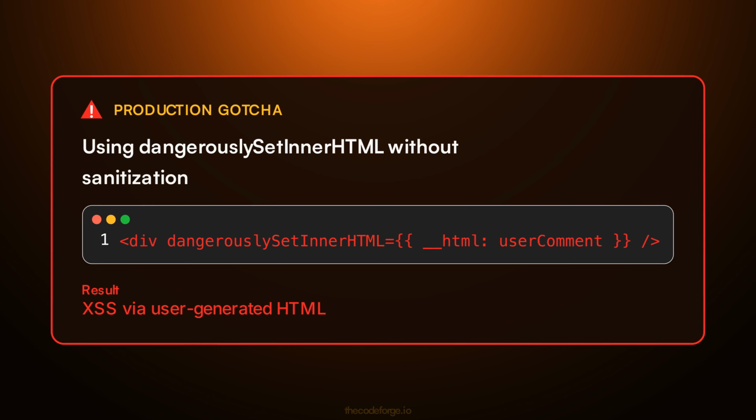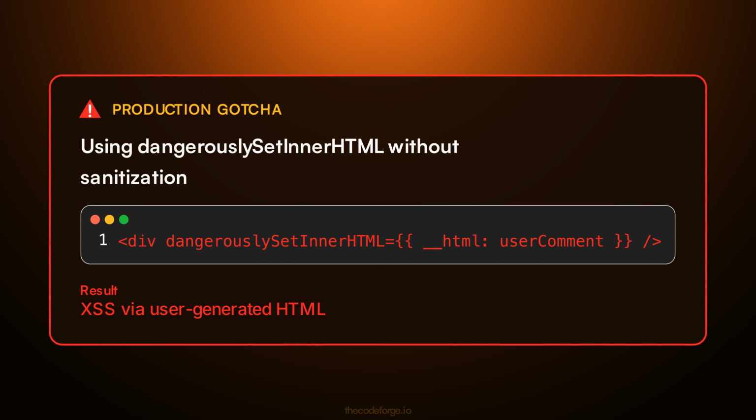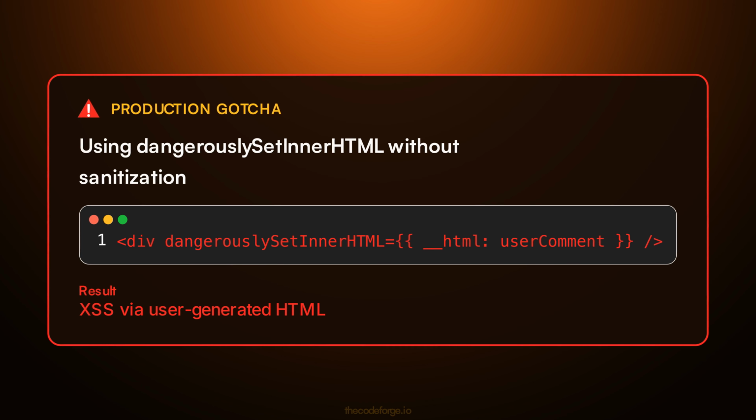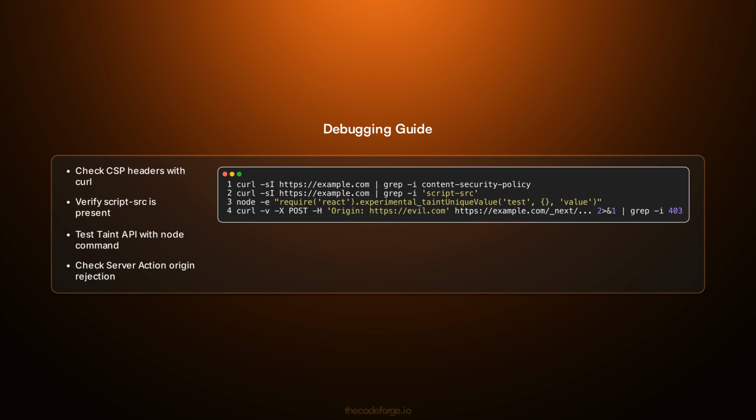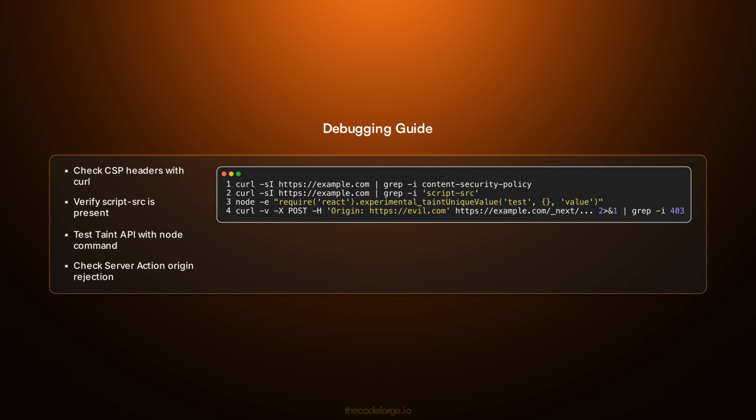React's JSX escaping does not apply inside dangerouslySetInnerHTML. If you use this prop with user-controlled data without sanitization, you open the door to XSS attacks. Always sanitize with DOMPurify or avoid this prop altogether. Use these commands to verify your security configuration. Check that CSP headers include script-src, test the Taint API is working, and ensure server actions reject cross-origin requests.